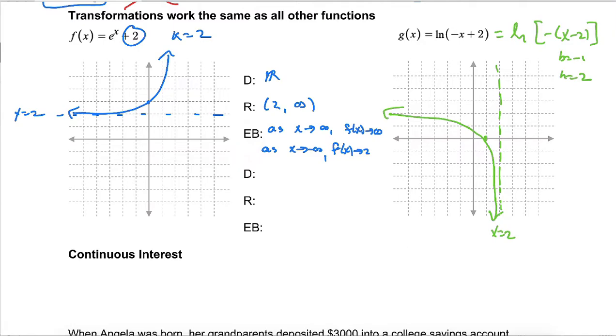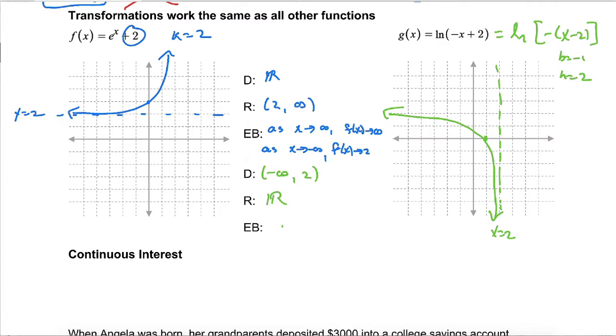The domain is completely flipped around. Instead of going from 0 to infinity, it's backwards, so it's starting at negative infinity. And instead of ending at 0, because we moved everything to the right 2, it goes until 2. But the range wasn't affected. That's still all real numbers.